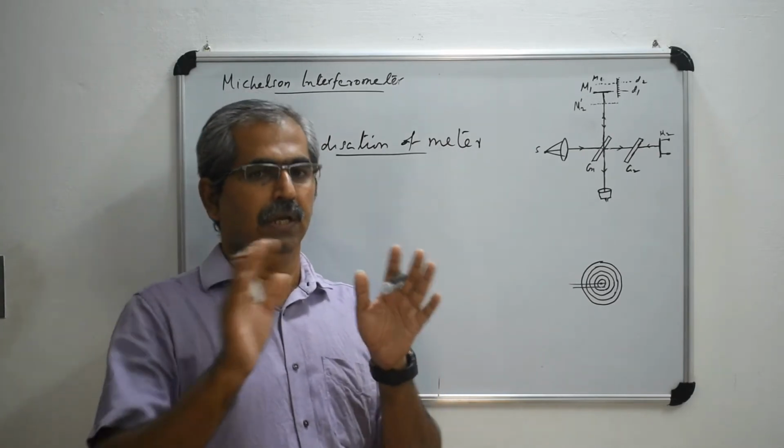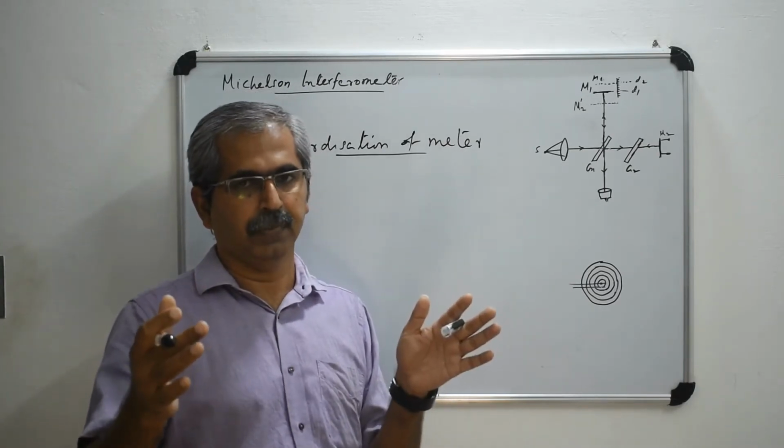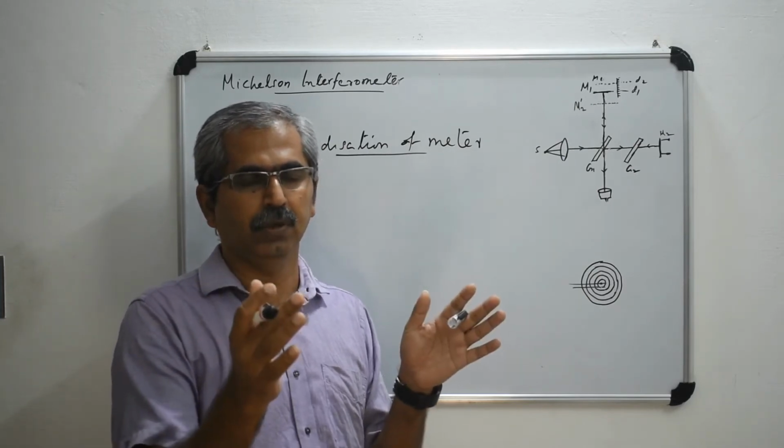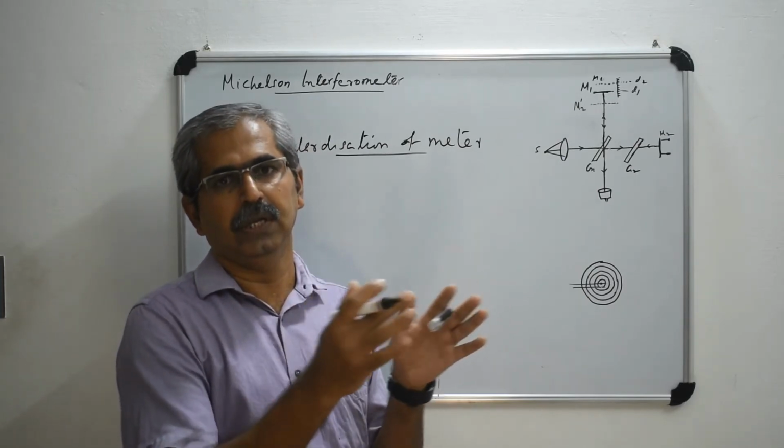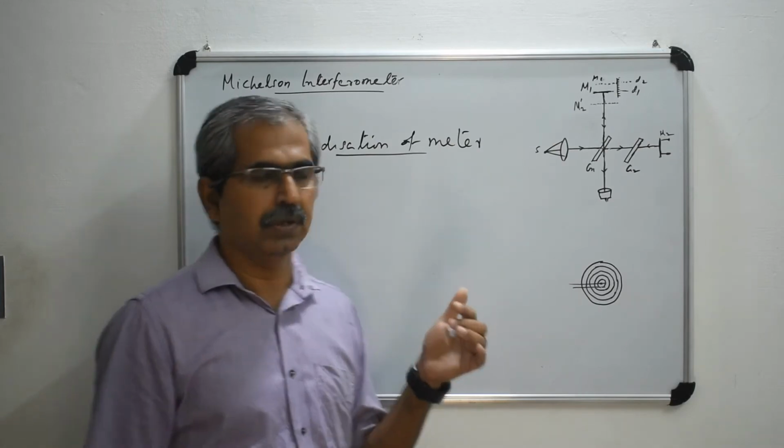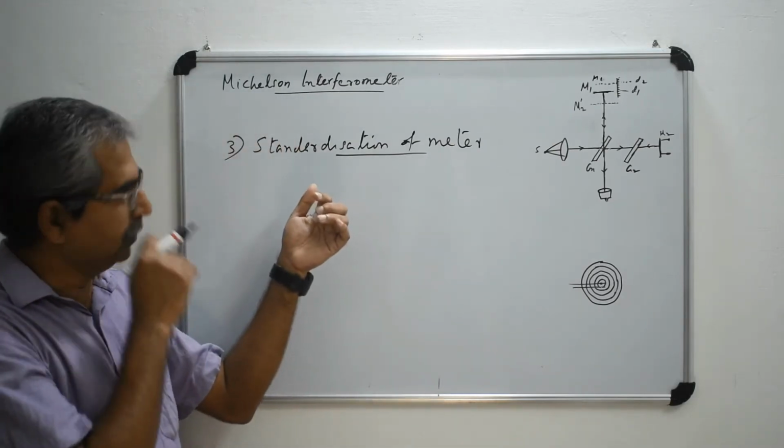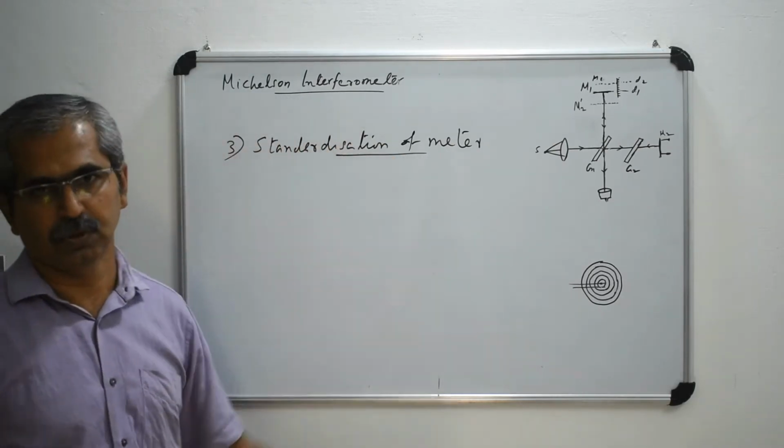So if we can define 1 meter in terms of the wavelength of a particular light, then that will be a standard value. So that is what is done in the case of standardization of meter.